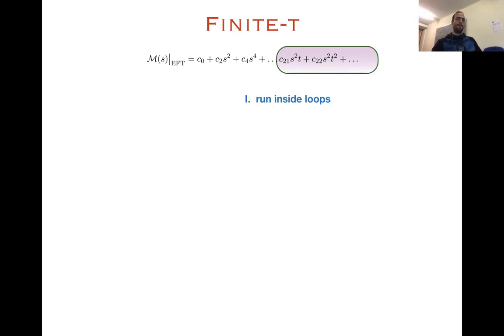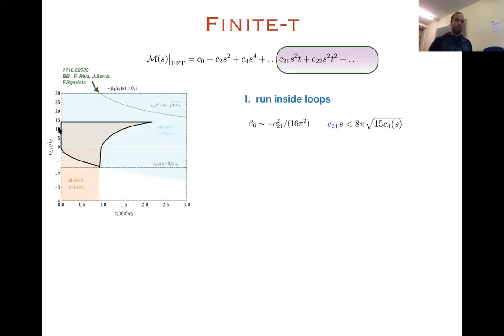So there are three effects. The first is that they, in fact, also contribute to the forward limit bounds through loops. Once you do loops, for example, this Galilean type operator squared, normalized by C simple squared, beta 6, so the coefficient of C6, then by the positive bound of that you're going to get an upper bound on the Galilean couplings. This is shown here, this bound over here that improved this old bound of ours from a few years back.